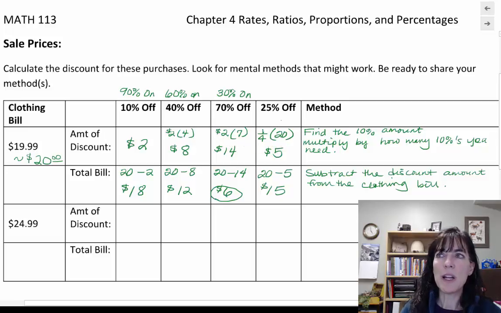70% off, I needed 7 of the 10% amount, so multiplied those. And then this one, I just knew 25%. That's 1/4. That's 1/4 of a whole, so I multiplied 1/4 times the whole bill. Go ahead and try the $24.99 and see what you can do with that.